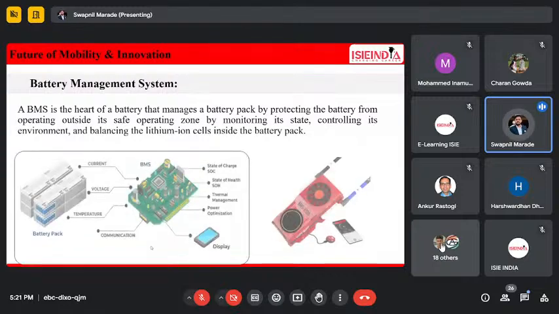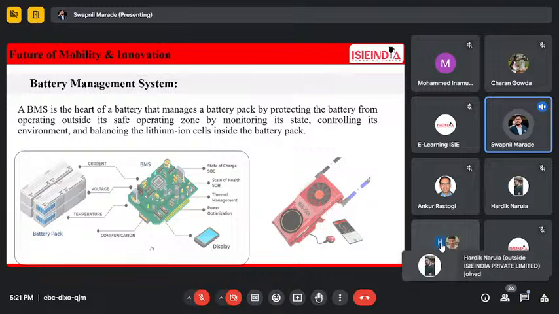Now, the battery management system is the most important part of the battery of an electric vehicle. A battery management system is the heart of the battery. It manages the battery pack, protecting the battery from operating outside its safe operating zone by monitoring its state, controlling its environment, and balancing the lithium-ion cells inside the battery pack.